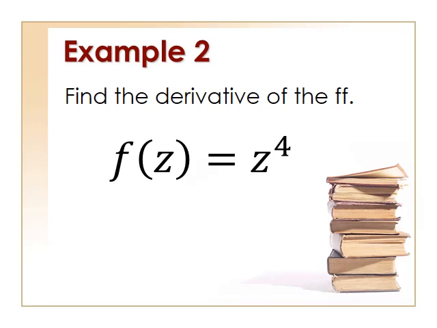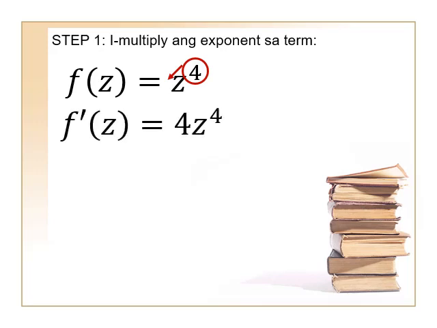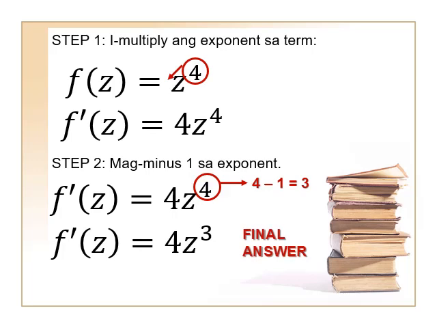Okay, so another example. Find the derivative of the following. So, you have f of z is equal to z raised to 4. Okay, again, first step, i-multiply yung exponent sa term. So, exponent natin is 4. So, parang ibababa natin siya. Kaya magiging 4 times z. Okay, and then magma-minus tayo ng 1 sa exponent. So, exponent natin is 4, minus 1, magiging 3. Kaya, magiging final answer natin is 4z cubed. So, this is f prime of z. Pwede na natin ito nga palang isulat as z prime.